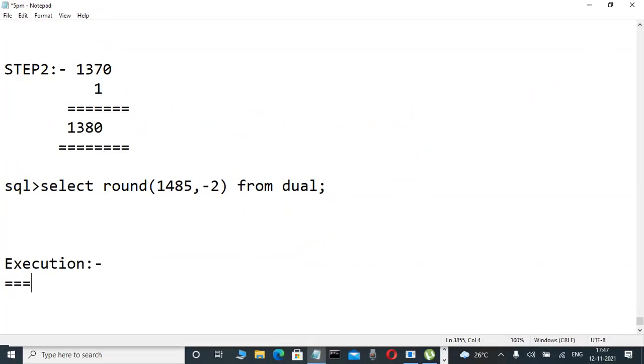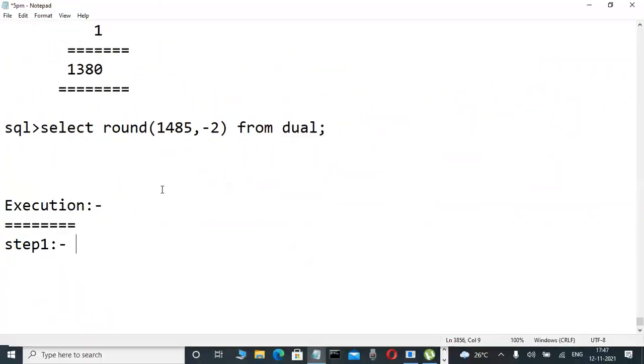Now I am executing. Suppose step 1, slowly observe it here. Here a floating point value is not there, also not a problem. Here, right hand side to left hand side it will be taking. Right hand side to left hand side, -2 means how many zeros? 2 zeros here. 85 is replaced with zeros or not? Yes. That's why in this case 1400 generally.